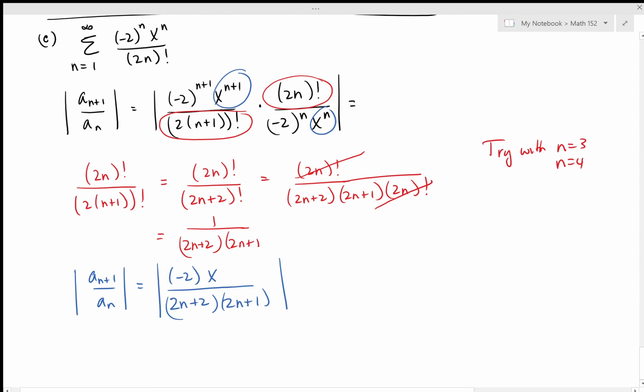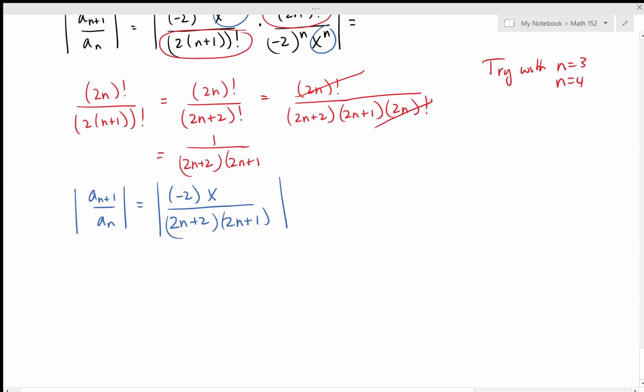And so that is the ratio of the two things. So now I want to take the limit. I'm going to take the limit as n goes to infinity of this thing right here. And while I'm doing that, I'm going to take away the absolute value sign. So this will be 2 times the absolute value of x divided by, and I'm going to multiply this out, 4n squared plus 6n plus 2.